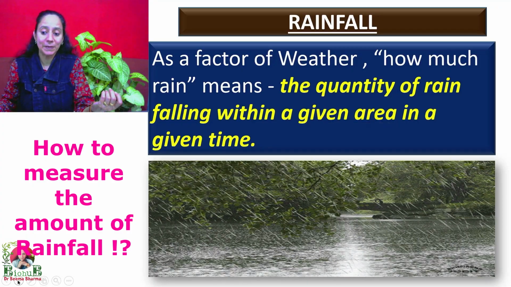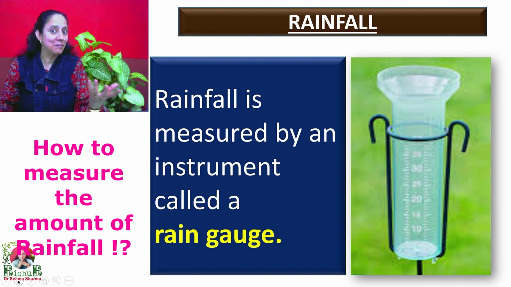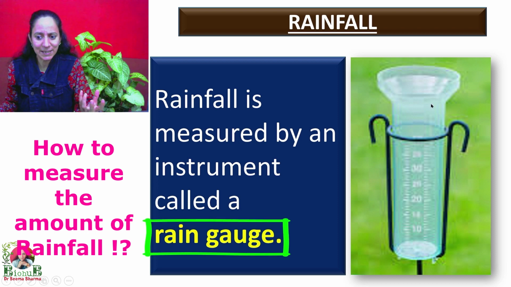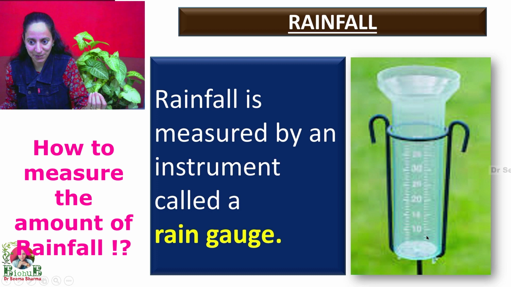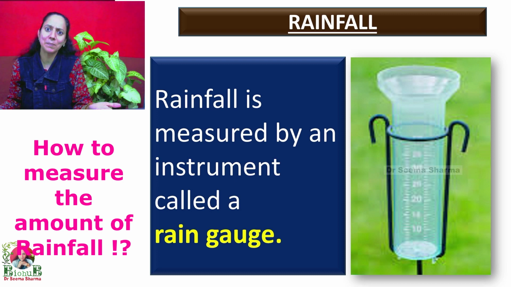Now how will we find out how much amount came? And for that, again we have one measuring instrument, and this is called a rain gauge. This plastic container in which certain readings are also there. These are in millimeter. It is a rain gauge and it is used to measure the amount of rainfall at any particular place at a particular time.